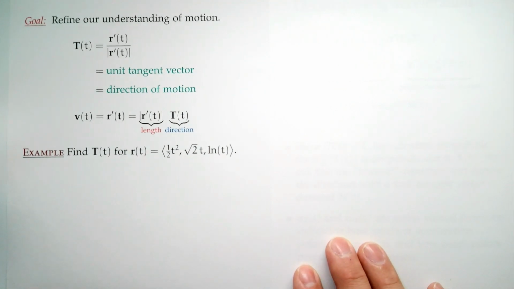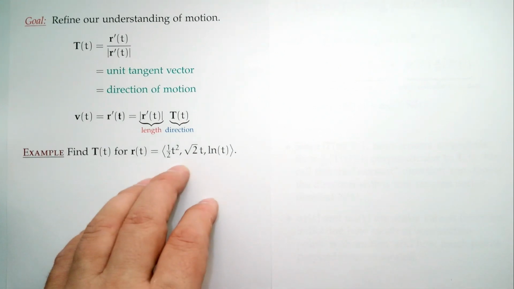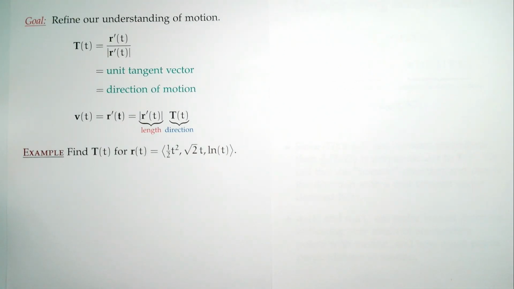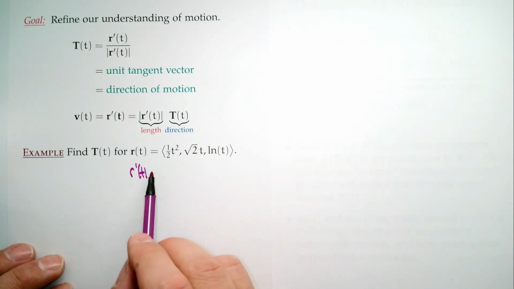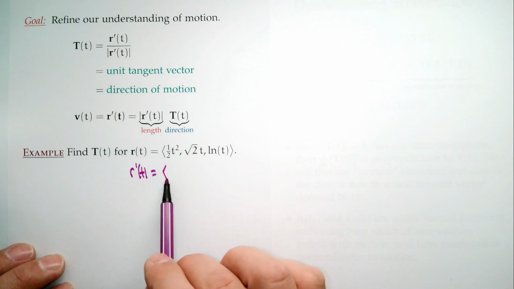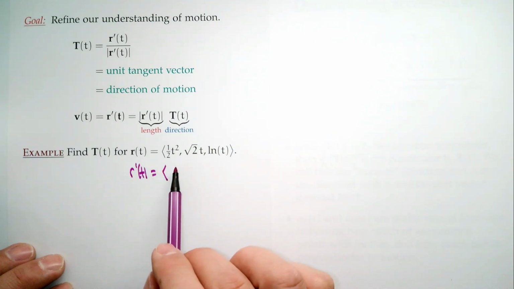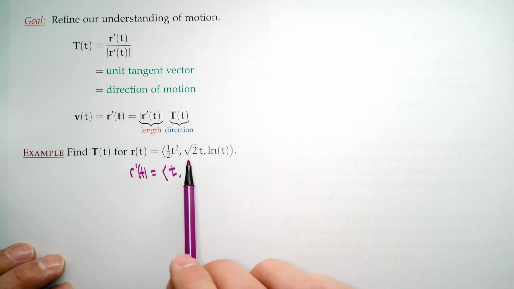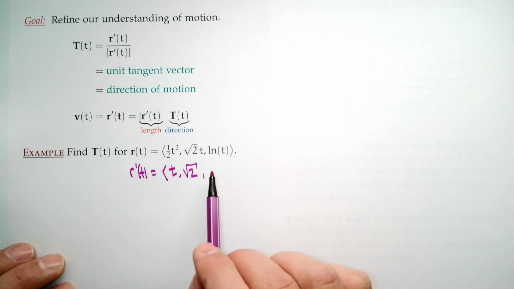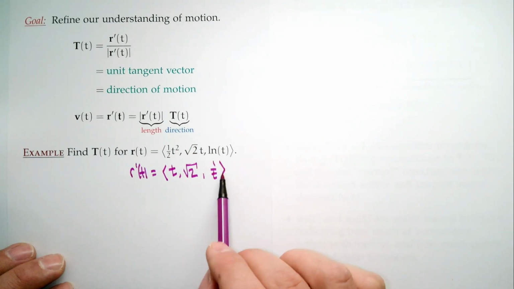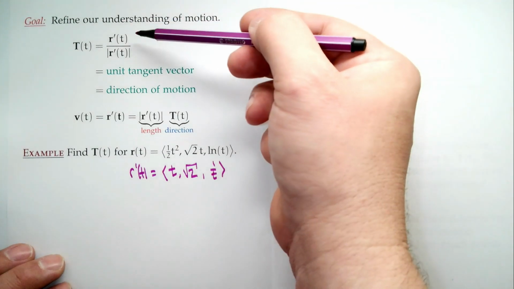So let's find T of t for r of t equals (1/2 t squared, root 2 t, log t). So what do we do? Where do we start? Derivative. Right, because T of t comes from the derivative. So r prime of t is equal to the derivative of 1/2 t squared, which is t. Derivative of root 2 times t? Square root of 2. Derivative of log of t? 1 over t. All right, so I found the r prime.